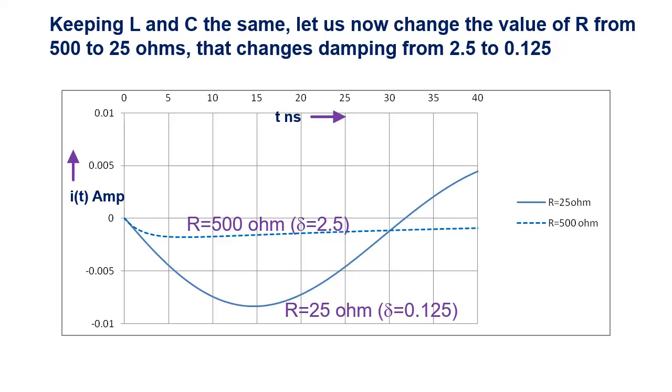As we saw earlier, the current for R equals 500 ohm shows no oscillatory behavior, it changes magnitude, but always flows in the same direction. However, current for R equals 25 ohm shows a strong oscillatory behavior, swinging between positive and negative values.